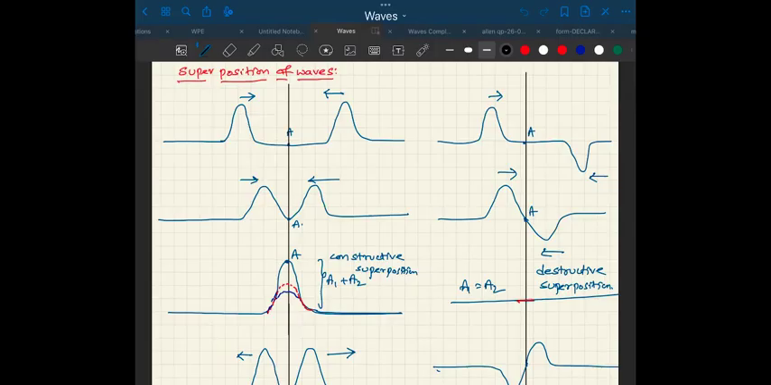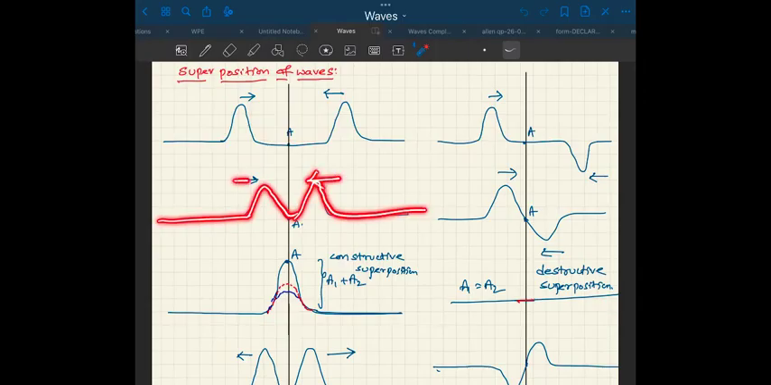Now you can see, you have a string here. This string carries two pulses and they are moving in opposite directions. A is the point where the expected superposition takes place. And this is how superposition takes place.